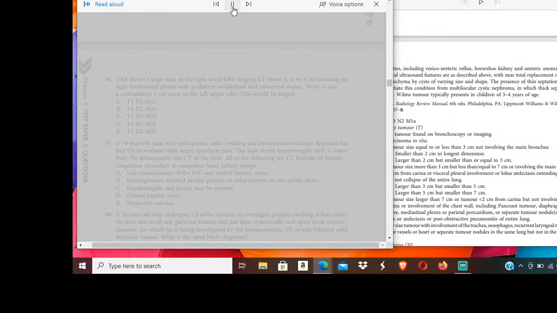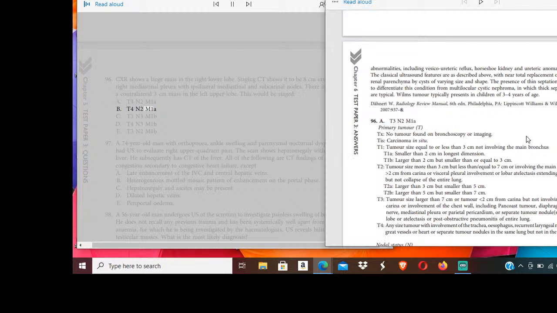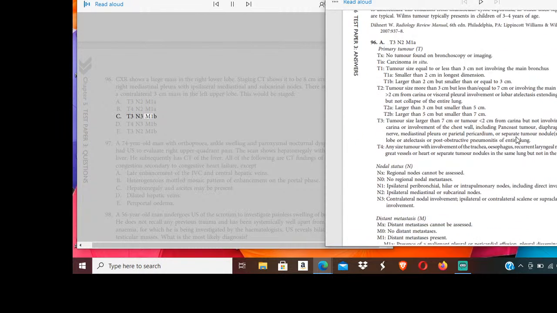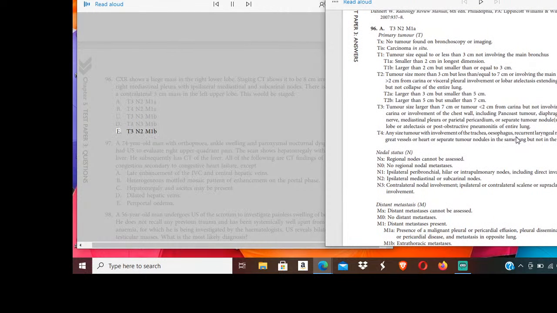96. CXR shows a large mass in the right lower lobe. Staging CT shows it to be 8 cm invading the right mediastinal pleura, with ipsilateral mediastinal and subcarinal nodes. There is also a contralateral 3 cm mass in the left upper lobe. This would be staged A, T3N2M1A; B, T4N2M1A; C, T3N3M1B; D, T4N3M1B; E, T3N2M1B.